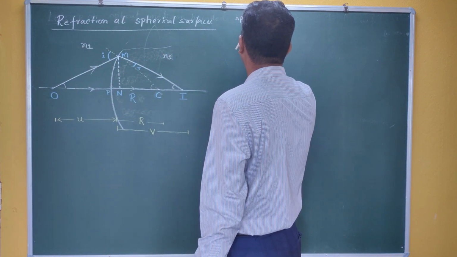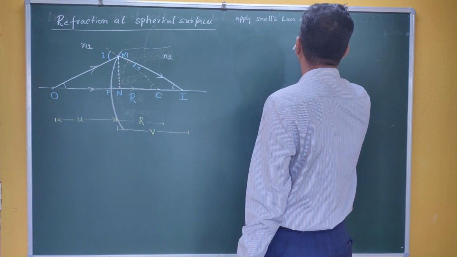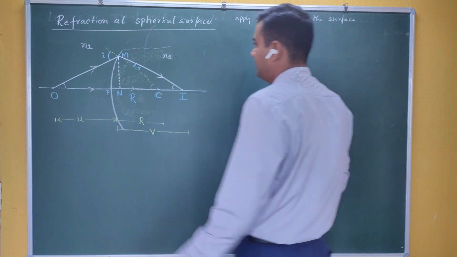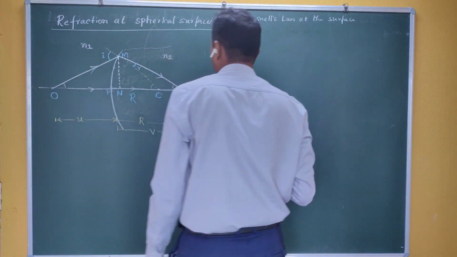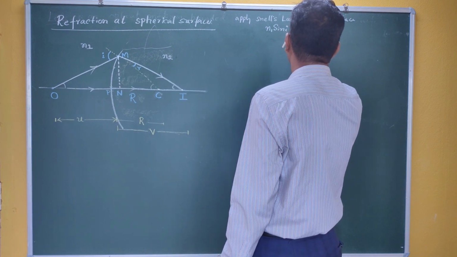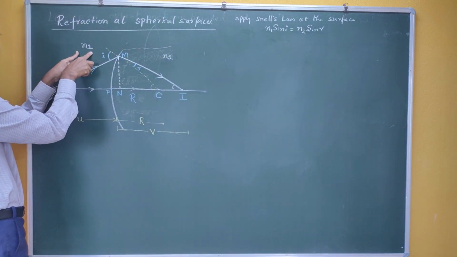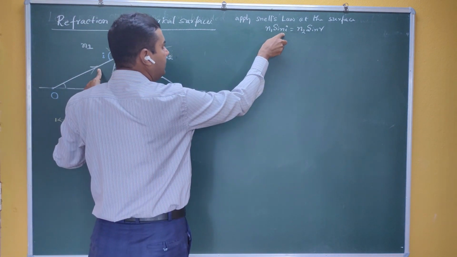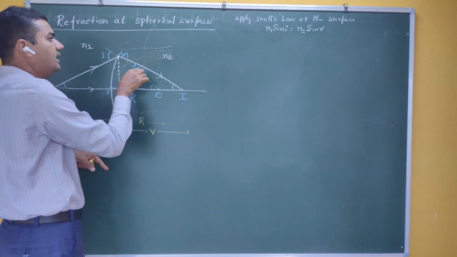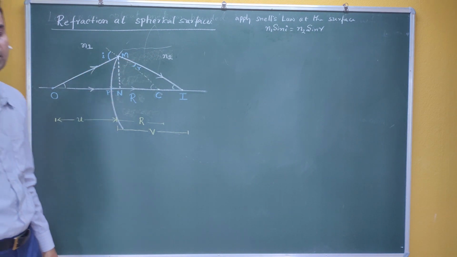Therefore, let me start here. Apply Snell's law at the surface. For this particular surface, let me apply Snell's law. What is Snell's law? It says that N1 sine I is equal to N2 sine R. Is it correct? The refractive index of the medium times the sine of the angle in that medium should be equal to the refractive index of the other medium times the sine of the angle in that medium. So you can write N1 sine I equals N2 sine R.